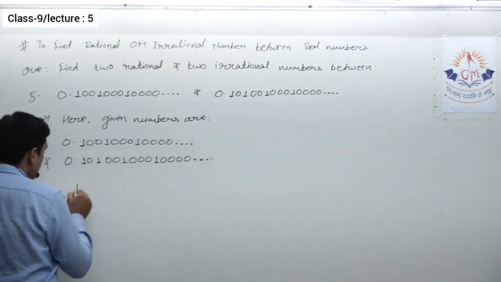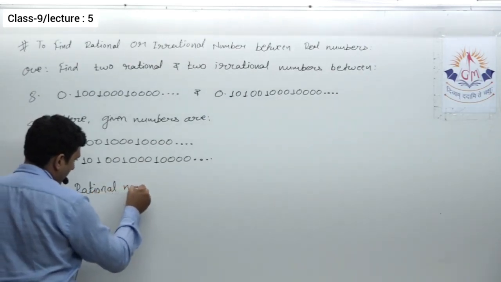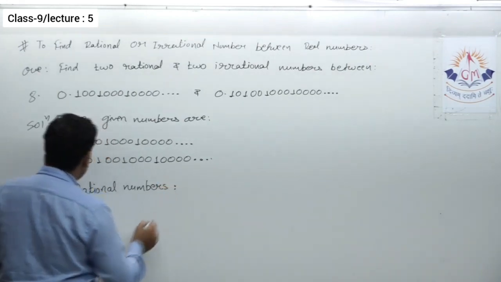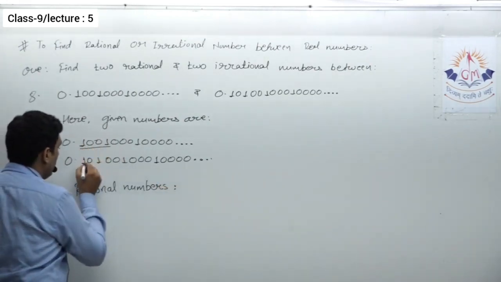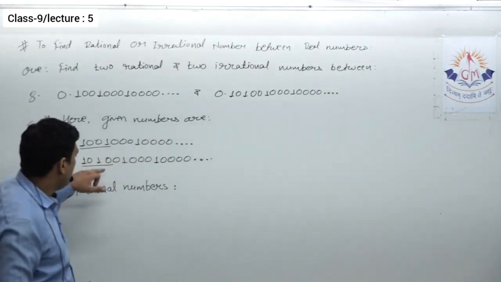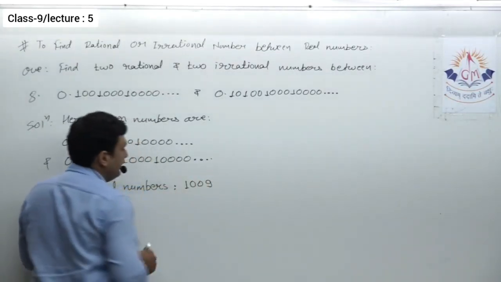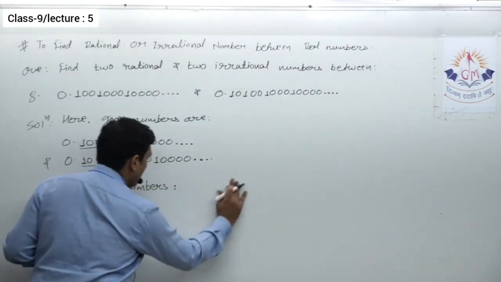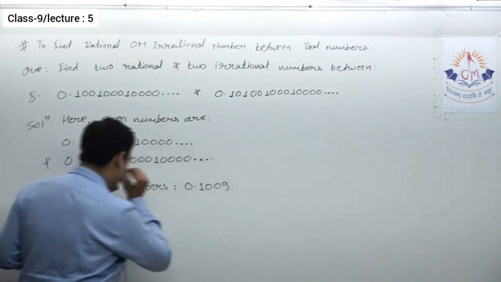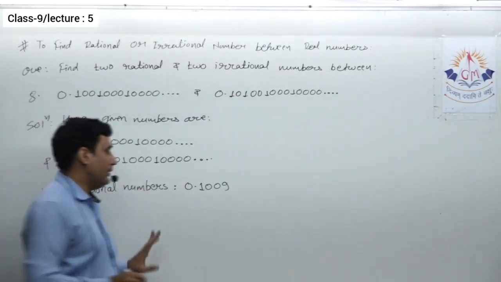So now, rational numbers. Okay, how to find a rational number? See, this is 1001, this is 1010 without decimal if I read. So between 1001 and 1010 definitely I can write 1009. Definitely it is in the decimal form, so I write 0.1009, a rational number between the given numbers.